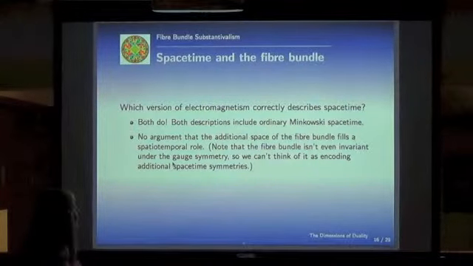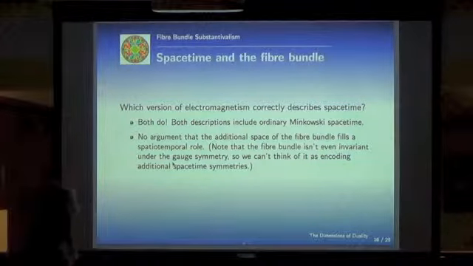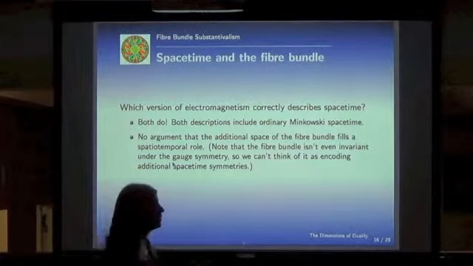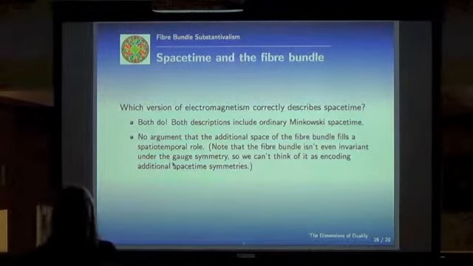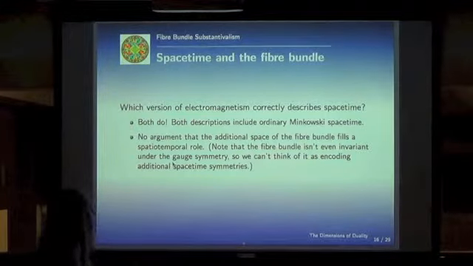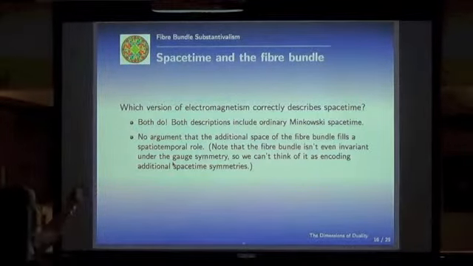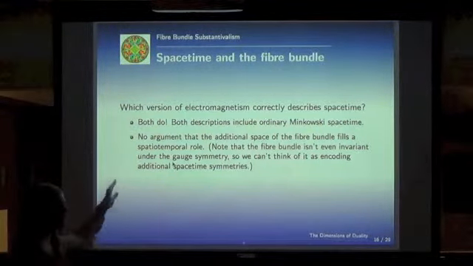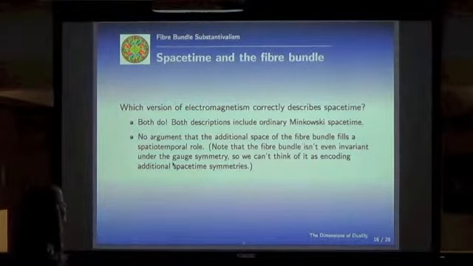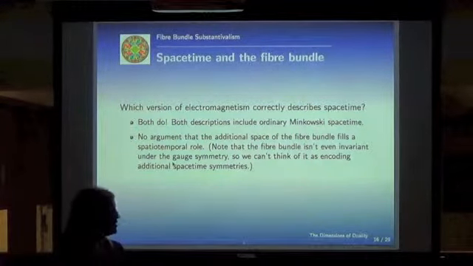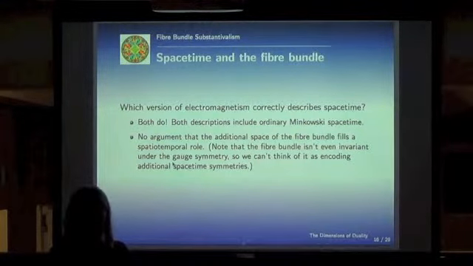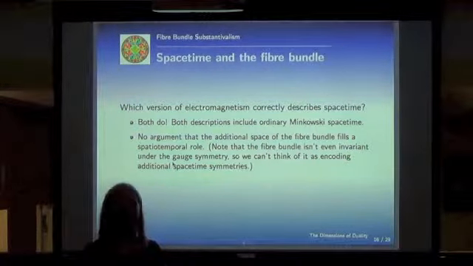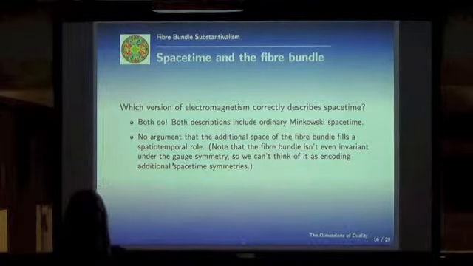So what about space-time in the fiber bundle? Which version of electromagnetism correctly describes space-time? Both do. Both descriptions have ordinary Minkowski space-time in them. One is the base space for a fiber bundle, the other in a more traditional role, but both have that structure in there. And no one would ever suggest that the additional space of the fiber bundle fills the space-time role. If you had some thought about whether there are more symmetries here, couldn't we do something with symmetry? I mean, the fiber bundle isn't even invariant under gauge symmetries, right? That's not really why it's been introduced. So we can't think of that as automatically encoding additional space-time symmetries. We don't get wonderful explanation or understanding of symmetry by introducing a fiber bundle.